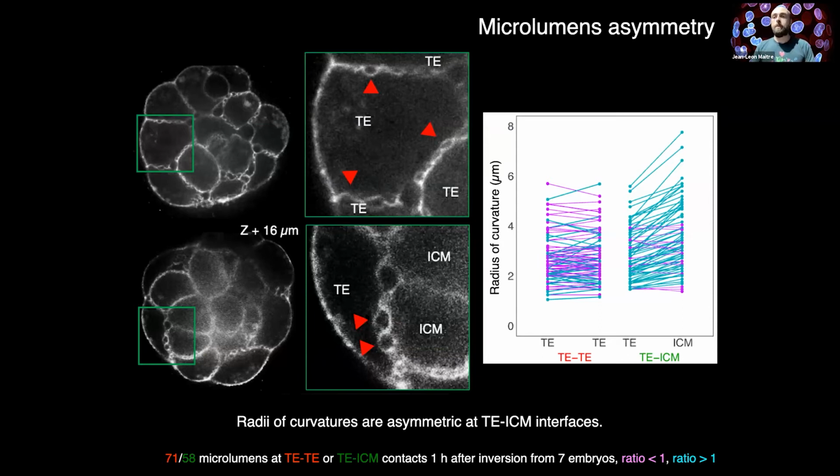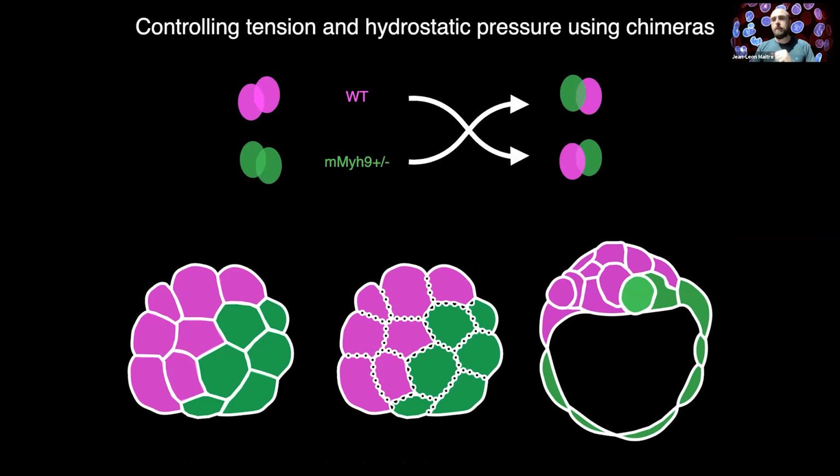And this pattern could explain how the lumen would form at the trophectoderm ICM interface in a robust manner. To verify this, what we wanted to do again is to engineer the embryo so that we can create a pattern of mechanical properties. This time we use the mutant for MYH9, which encodes the non-muscle myosin 2A paralog of the myosin motor. And those have a threefold lower surface tension than the wild-type embryos, as we have measured.